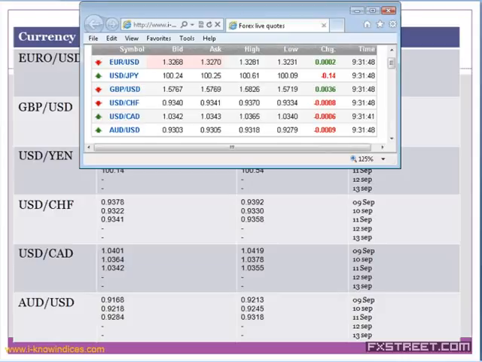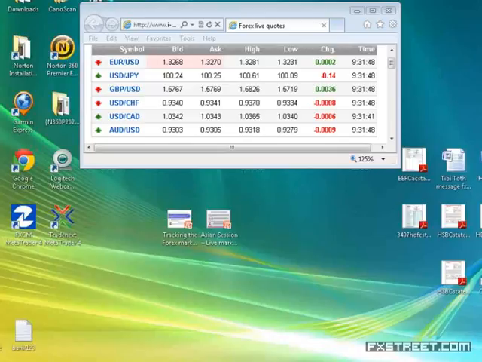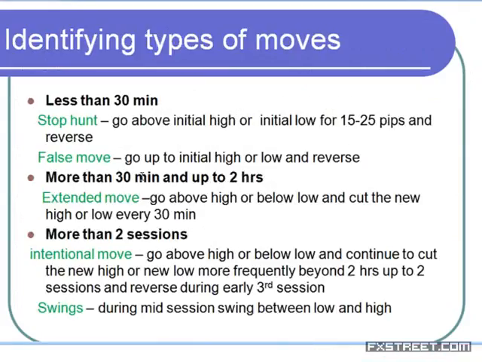So let me just go to the other slide. Basically, they do the following types of moves in the market: a stop-in or a false move. These two types of moves happen very quickly, in less than 30 minutes.